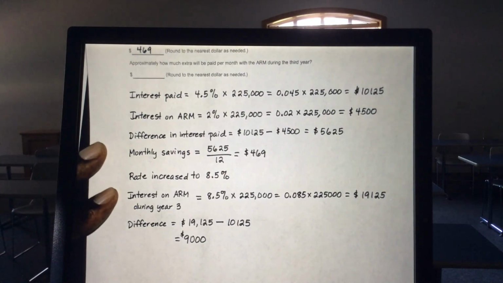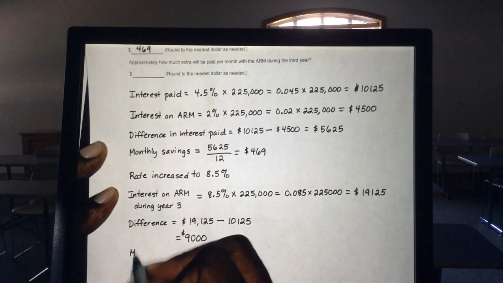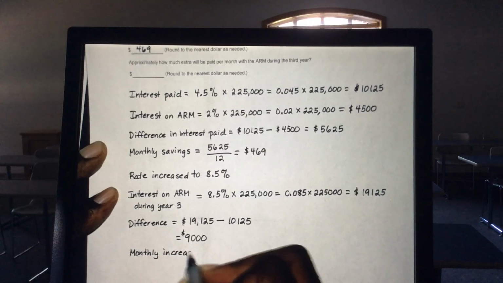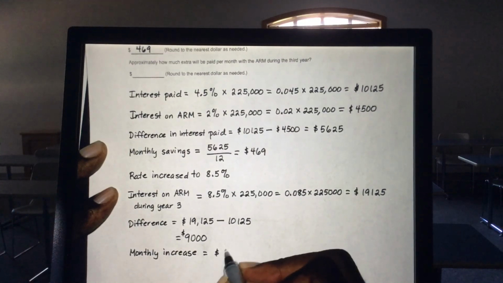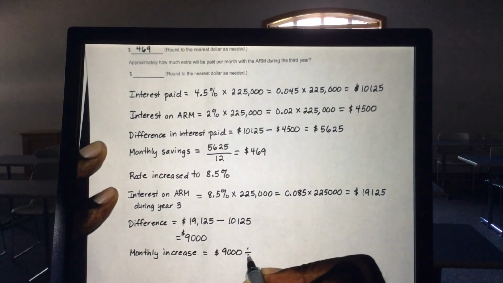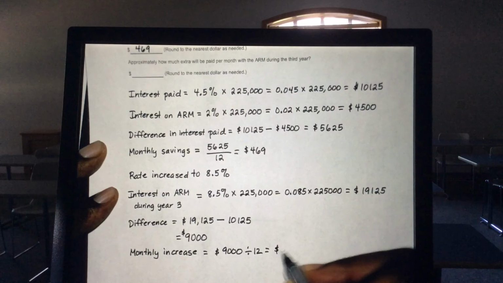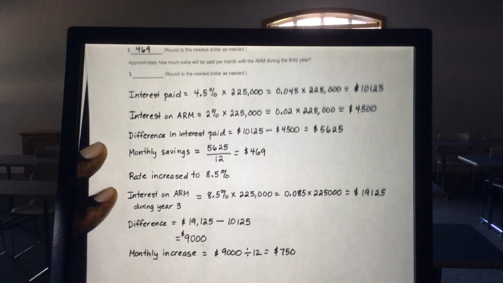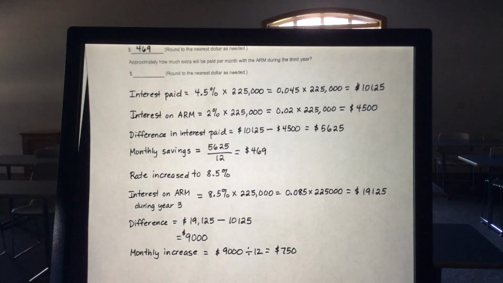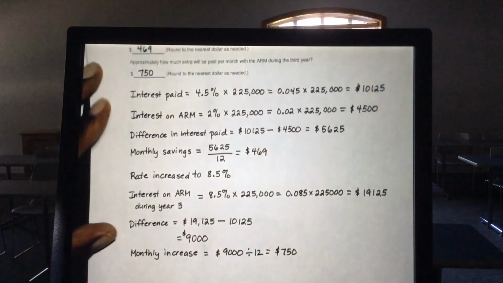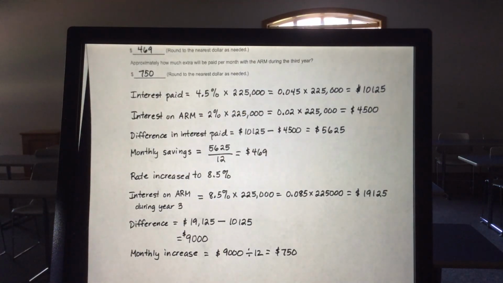Now, what would be my monthly increase? Because it asks how much extra per month. Let's take that $9,000, and with 12 months in a year, divide that by 12. You'll get $750. So that means you're going to be paying $750 extra per month if the ARM rate increases to 8.5%, beginning with the third year.